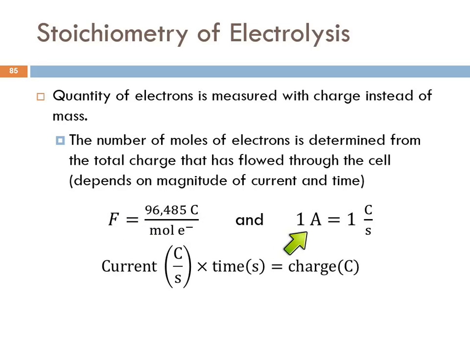And the definition of an ampere. 1 amp, which is what we use to measure electric current, is 1 Coulomb per second. So if you take the current, which is in coulombs per second, and you multiply by the seconds, you get the number of coulombs, which you can convert into moles of electrons.